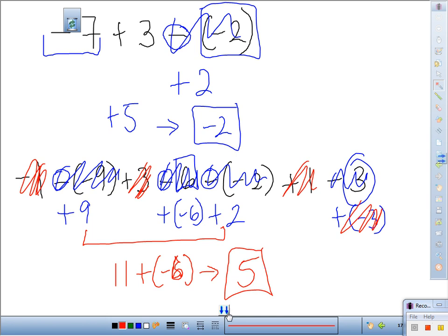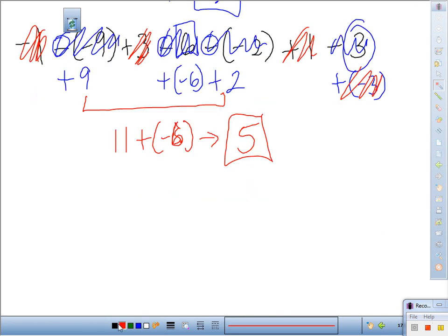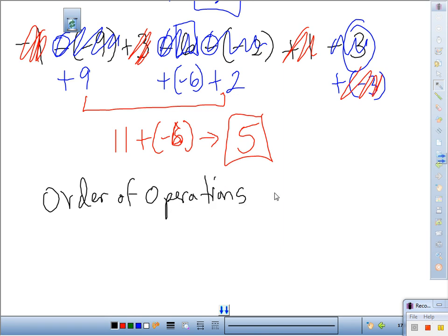Next. I want to revisit your favorite. Here he goes. Order of operations. And yes, you guys remember the acronym, right? Please excuse my dear Aunt Sally. There it is.